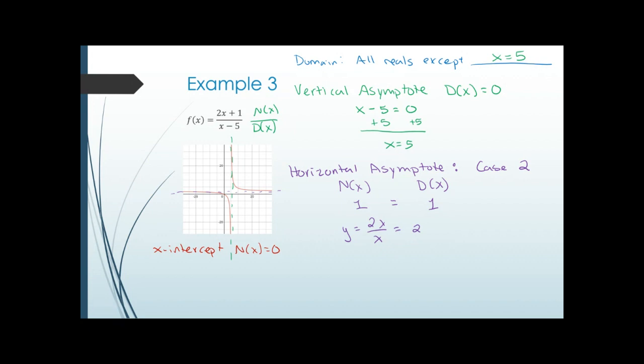So we have 2x plus 1 equals 0, and I'm going to solve that for x. First I'm going to subtract 1 from both sides to get 2x equals negative 1. Then you're going to divide both sides by 2, which gives you x equals negative 1/2. And so that is where our x-intercept is, and you can barely see it on our graph.